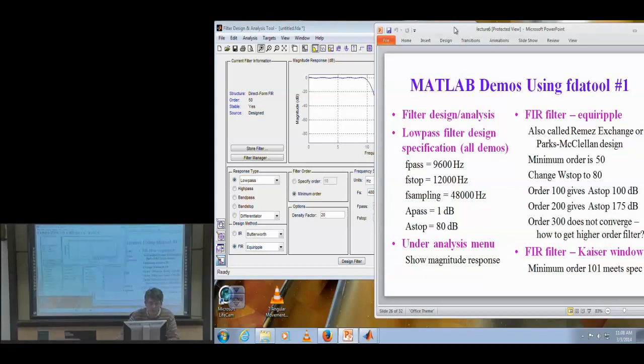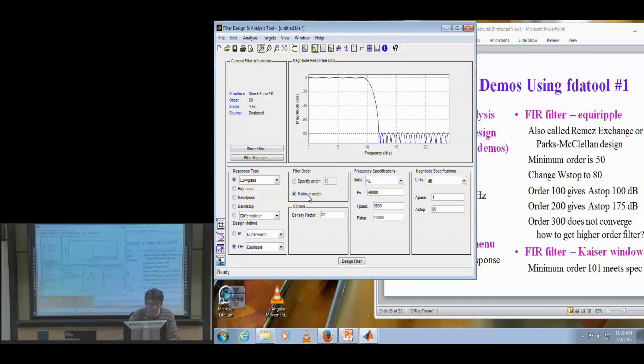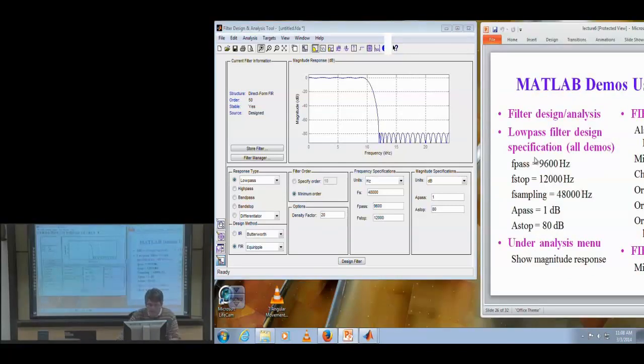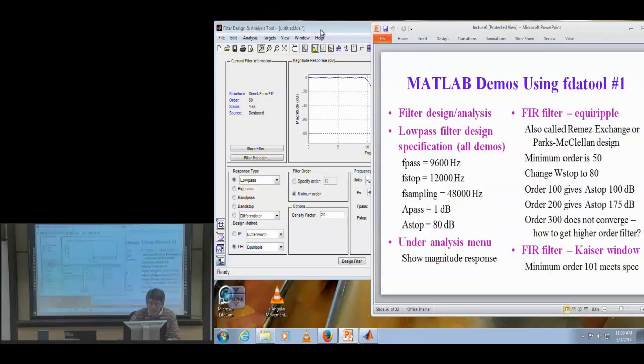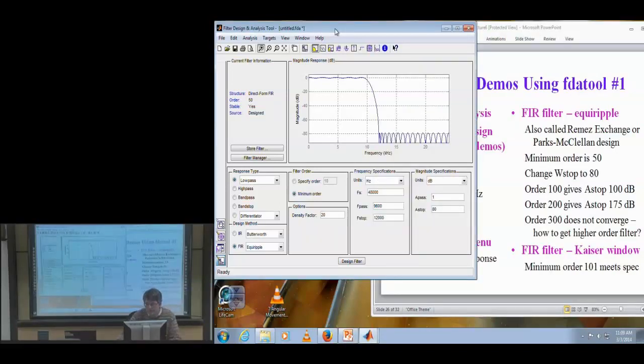So this is running FDA tool with default parameters. Sampling rate 48,000, passband 9600, stop band frequency at 12,000, and so forth. Passband ripple 1 dB, stop band attenuation at 80 dB, as you see here in the parameters. That's the default. I'm showing you the magnitude response from the analysis menu. So I run the Parks-McClellan, also known as Remez Exchange, and here it's called equal ripple, lots of different names, for the default FIR design.